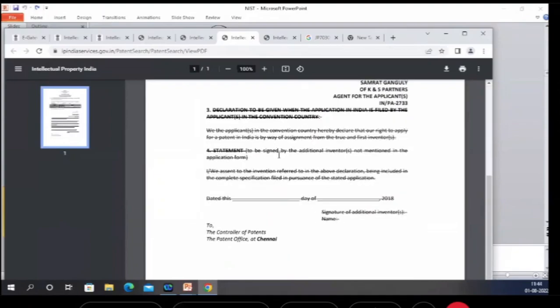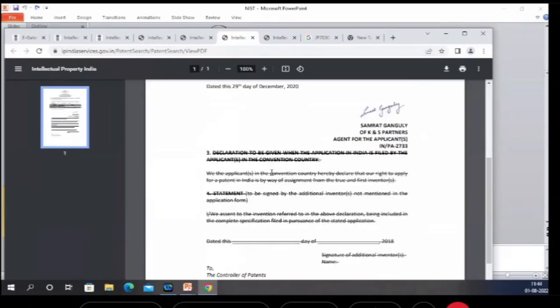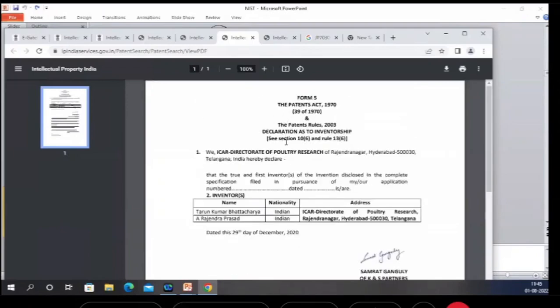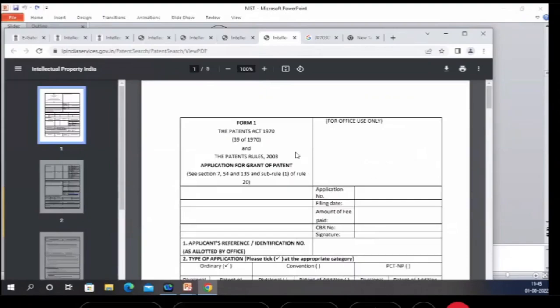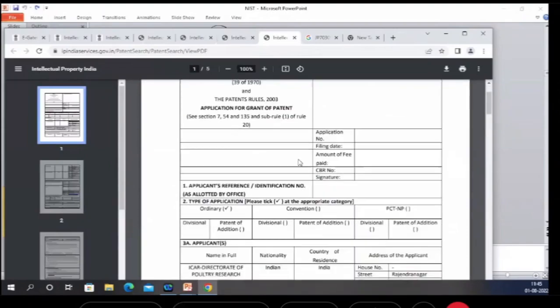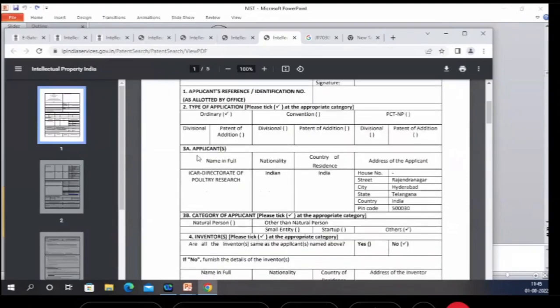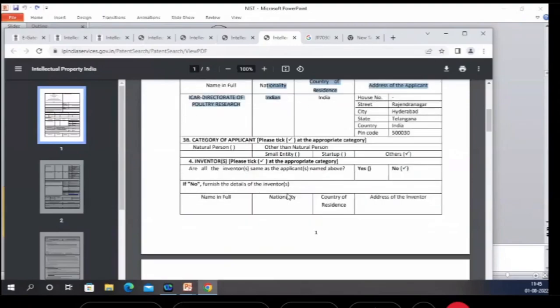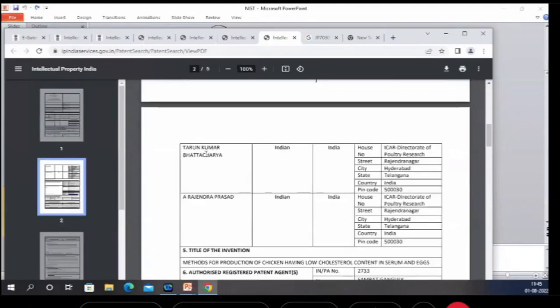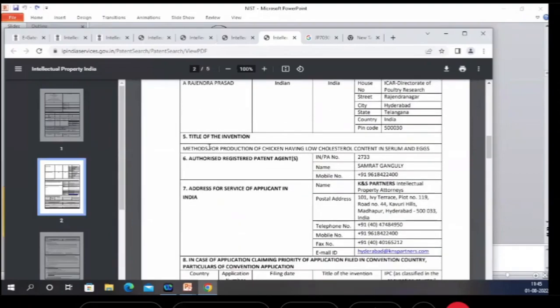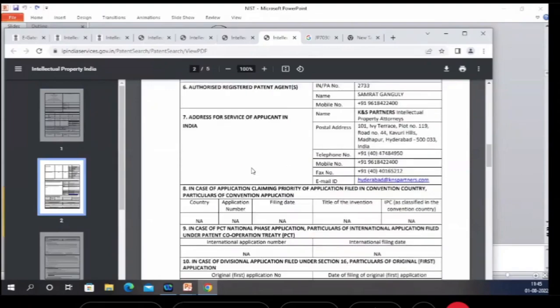So this is the declaration of inventorship, form 5, and this is form 1. Form 1 is just bibliographic information, the basic form. That means you have to file all the bibliographic data. That means who is the applicant? Applicant here is the ICAR Directorate of Poultry Research, and this is the address of the applicant, country of residence, nationality. This all is bibliographic data. Tarun Kumar Bhattacharya and A. Rajendra Prasad are the inventors. So the title of the invention is Methods for Production of Chicken Having Low Cholesterol Content in Serum and Eggs. This is the invention.